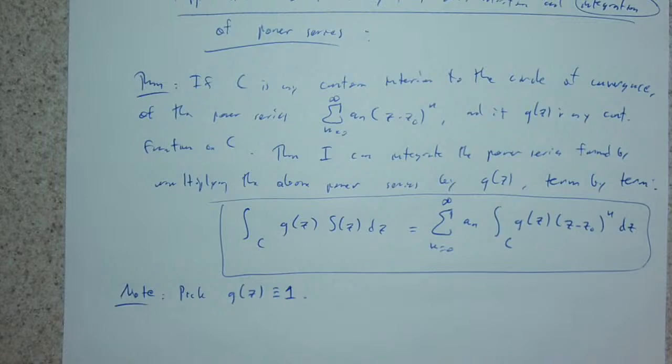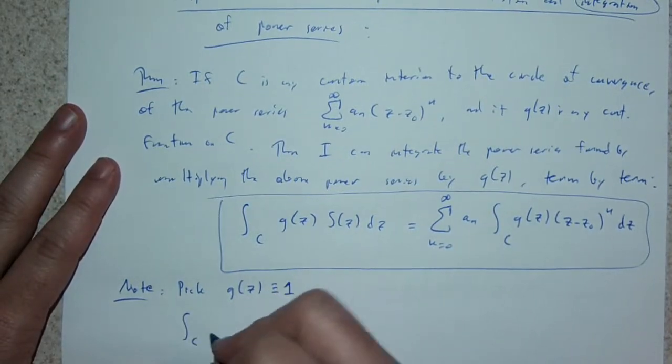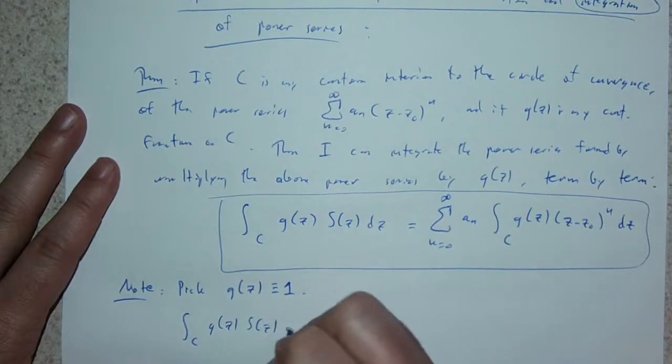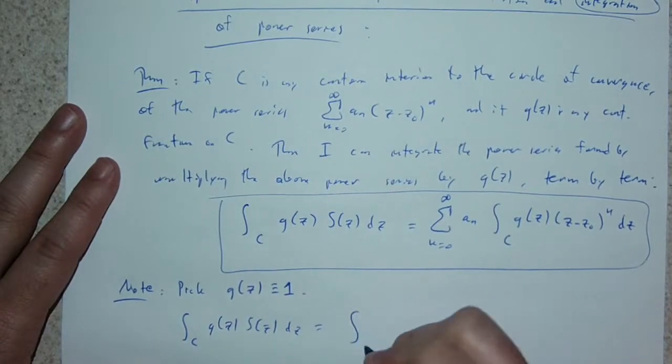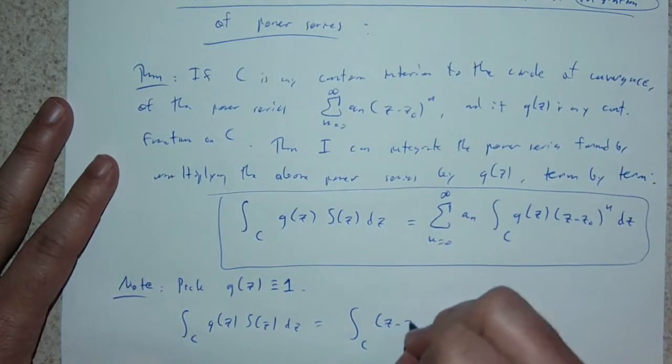So this is our region that lies inside the circle of convergence. So this is what we're talking about. Okay. So what happens when I let this g of z be identically equal to 1 there? Well, in this formula, this becomes the integral over c of g of z times s of z dz. So g of z is 1, so this is the integral over this contour of z minus z naught to the n.